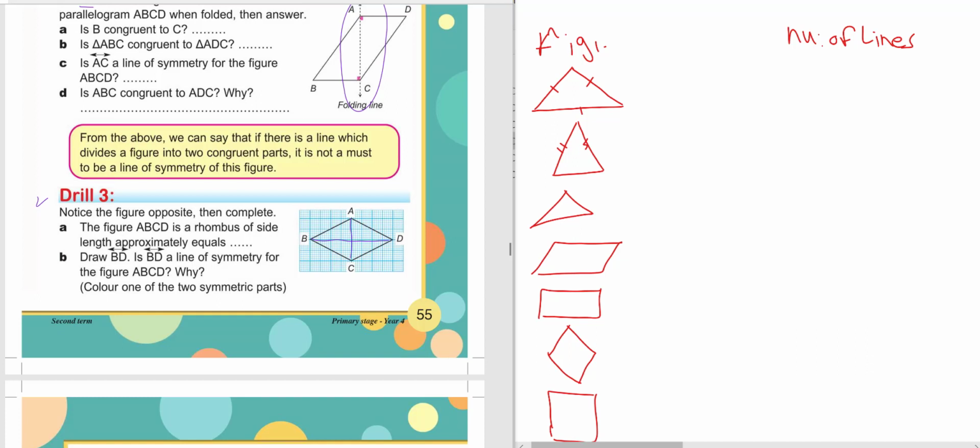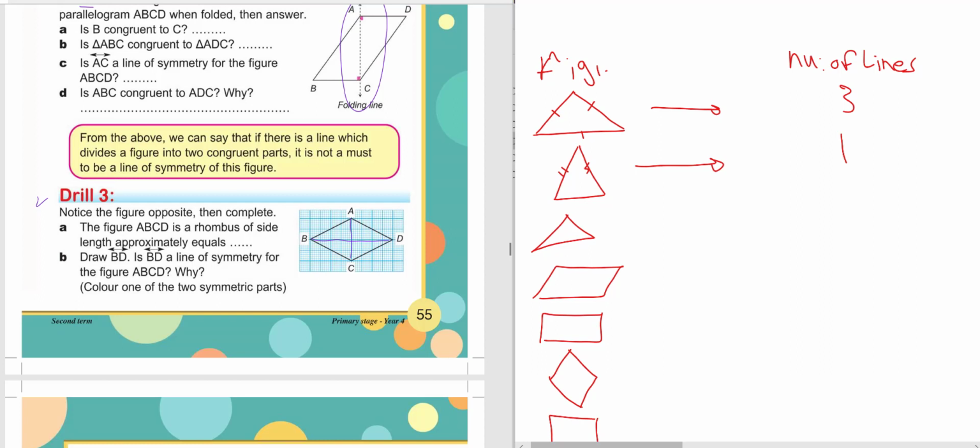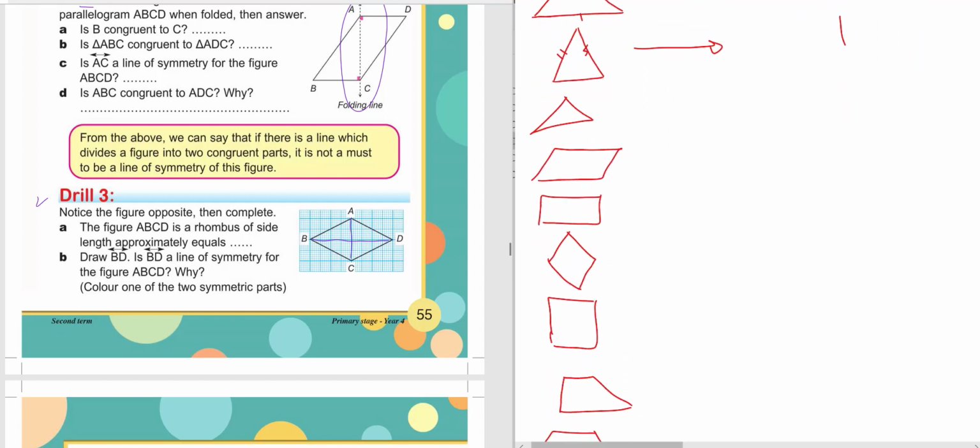So we note that there are figures that have no lines of symmetry, figures that have one line of symmetry, and also figures that have more than one line of symmetry. So look with me at this table. Figure number 1, the equilateral triangle, has three lines of symmetry. Isosceles triangle has one line of symmetry. Scalene triangle has 0 lines of symmetry.